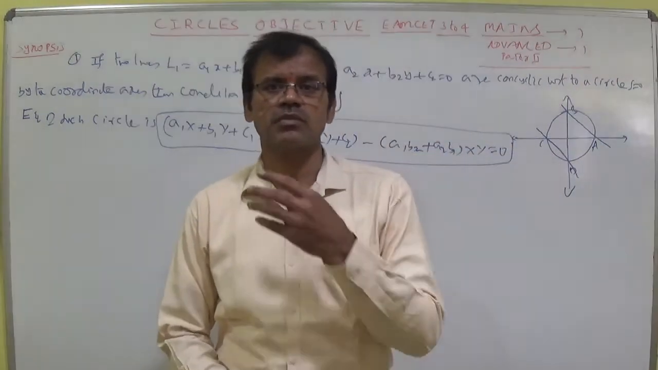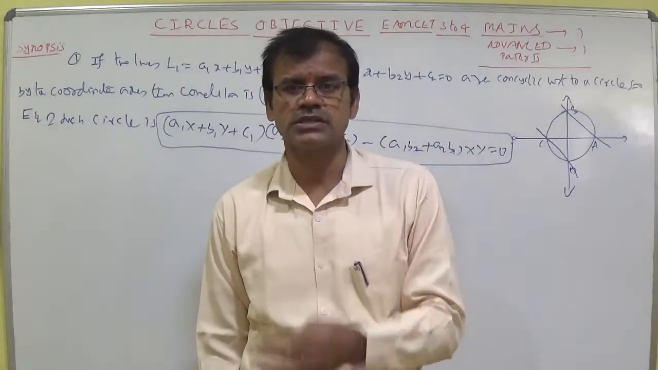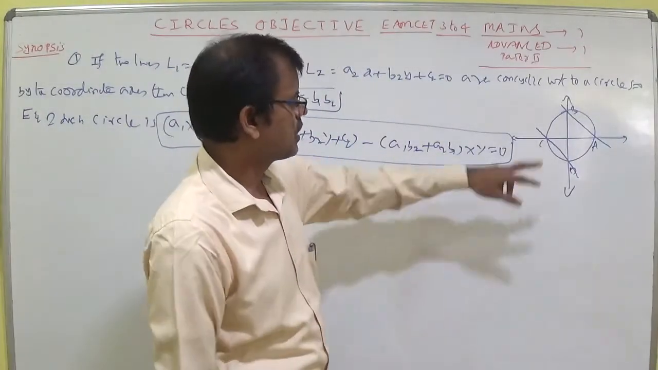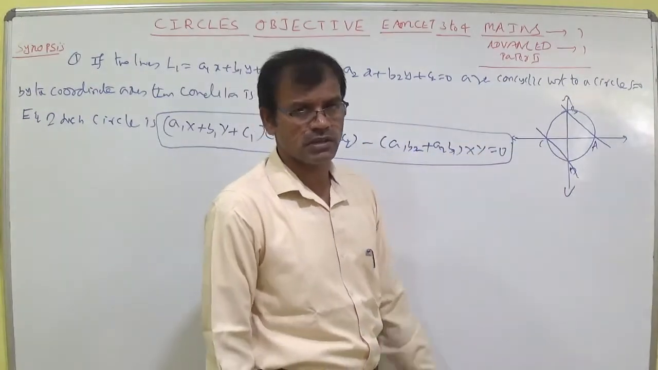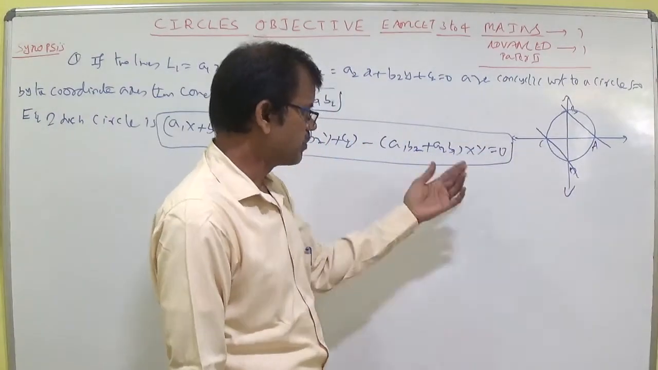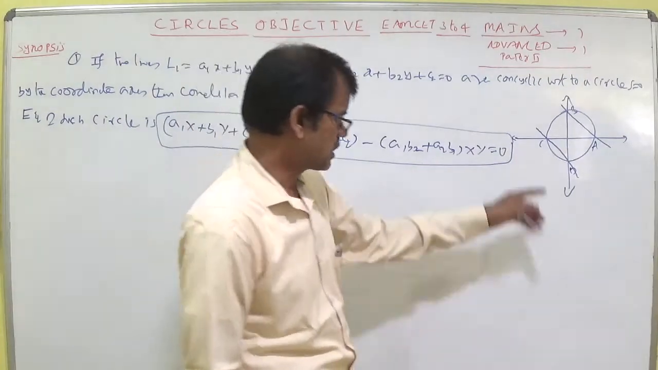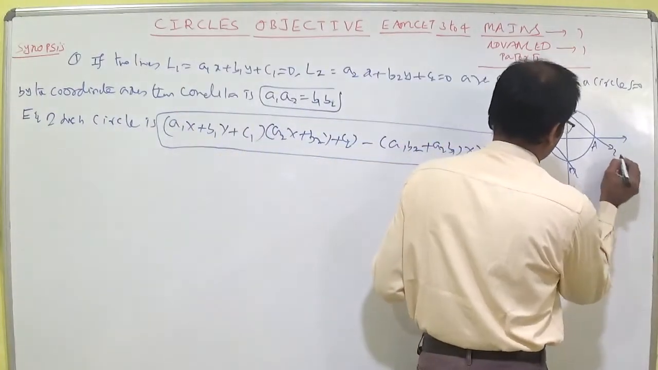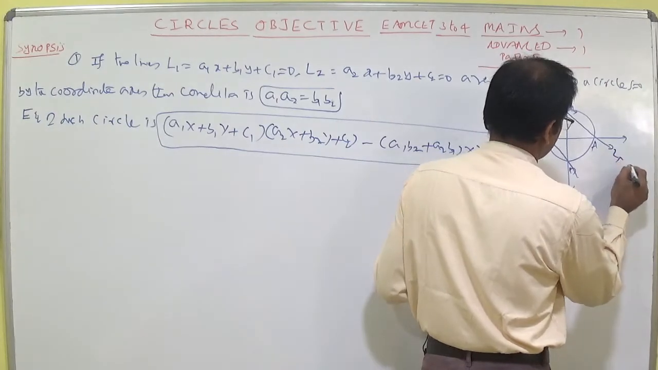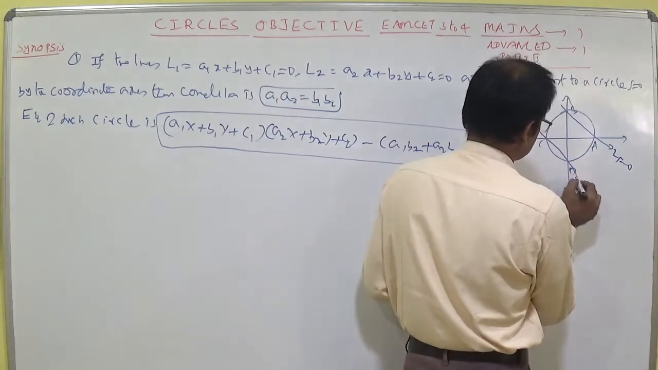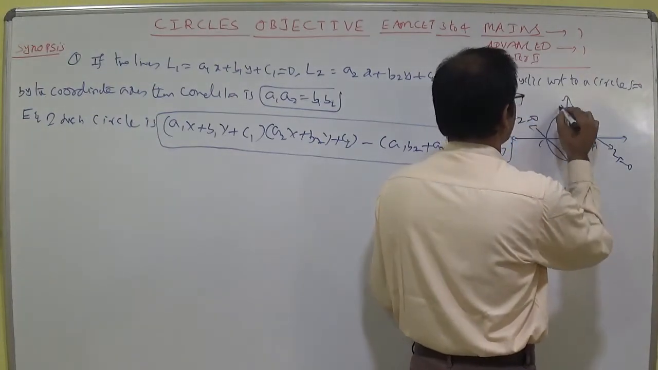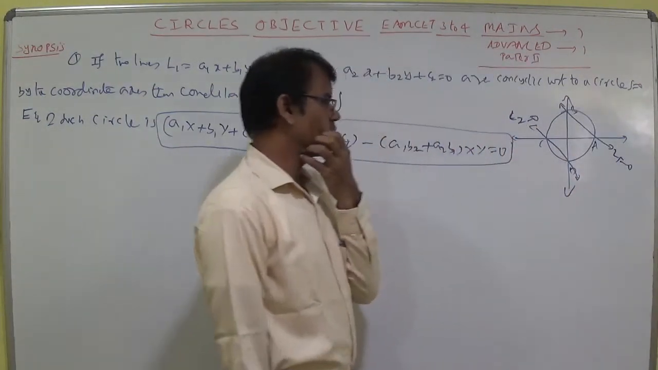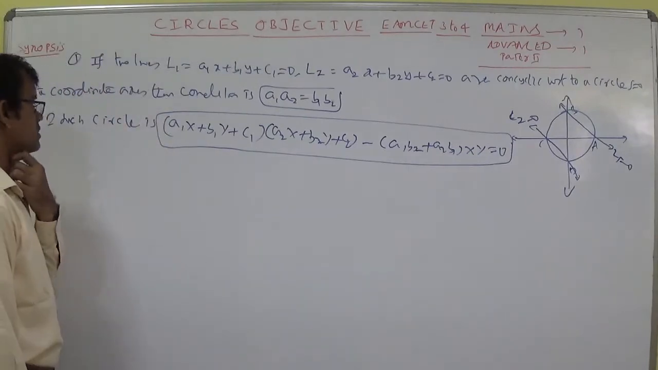Concyclic means three or more points lie on the same circle, the points are said to be concyclic. Here A, B, C, D, 4 points lie on the same circle, therefore the 4 points are concyclic. Depends upon the lines L1 and L2, this is L1 equal to 0 and this is L2 equal to 0. L1 equal to A1x plus B1y plus C1 and L2 equal to A2x plus B2y plus C2.